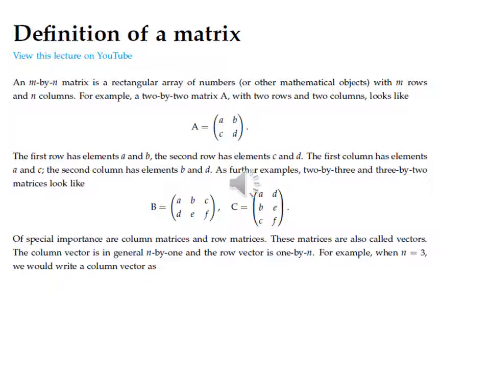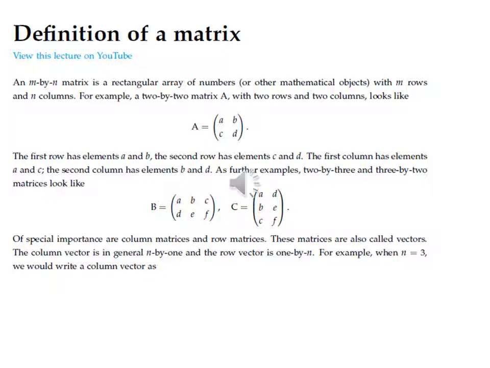As further examples, 2 by 3 and 3 by 2 matrices look like B equals a, b, c. This is the first row. d, e, f, this is the second row. And the 3 by 2 matrix has rows a, d, b, e, c, f.